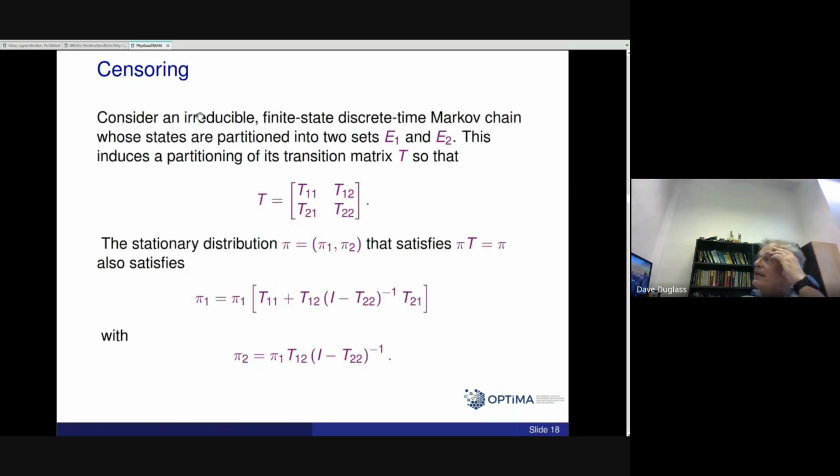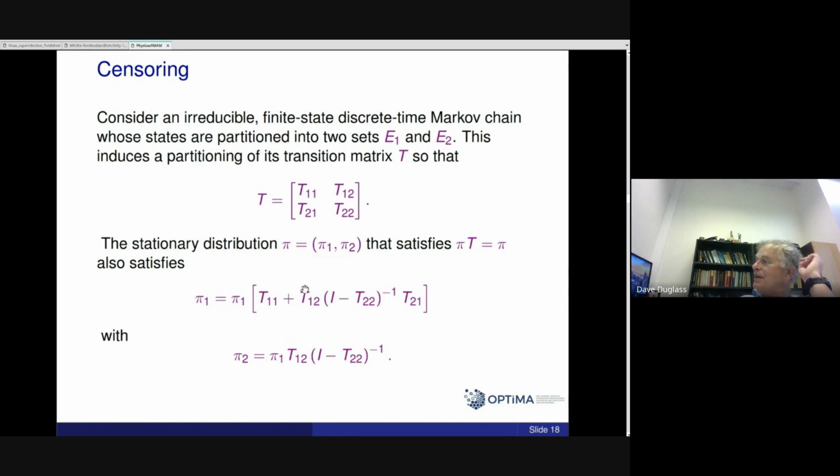So let's say we've got an irreducible finite state discrete time Markov chain, and we partition the state space into two sets, E1 and E2. This induces a partition of the transition matrix. And actually what we're solving is the equation pi T equals pi. It's irreducible finite state, so it must be positive recurrent. So we know there's a solution to this, which sums to 1.